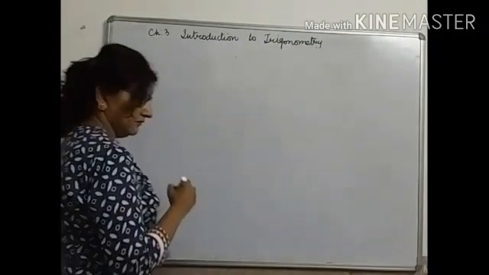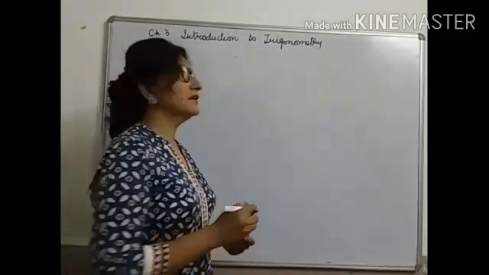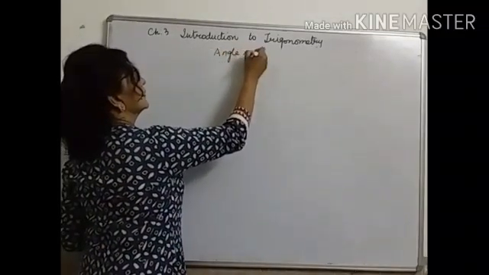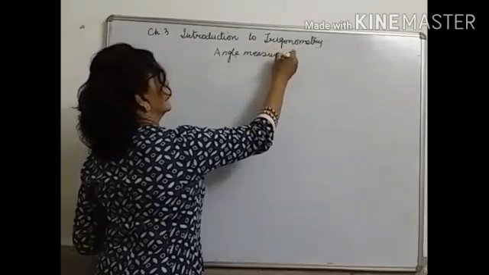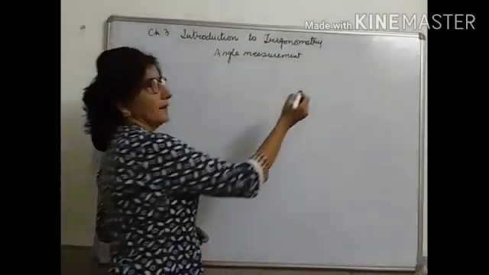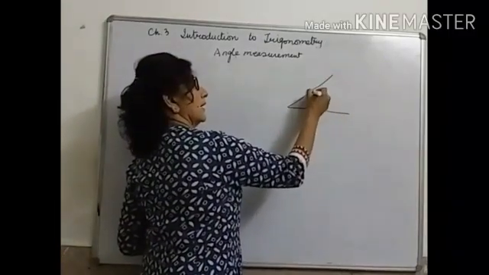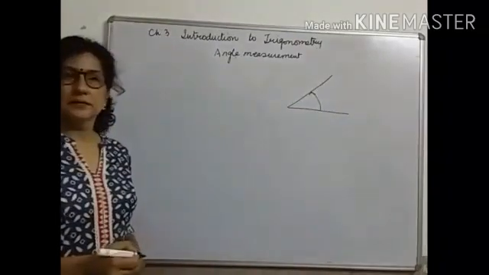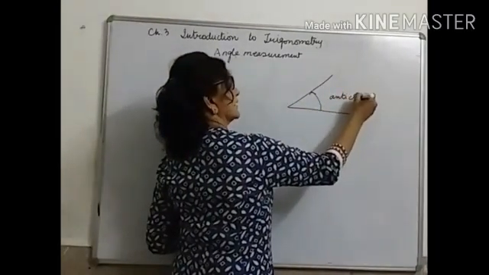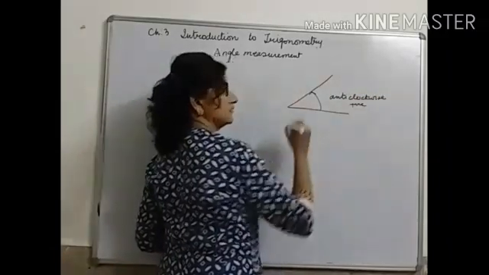Now let's see what we have to study in class 11. First of all, we have angle measurement. Angle measurement, okay? When we measure the angle anti-clockwise, it is always taken to be positive.